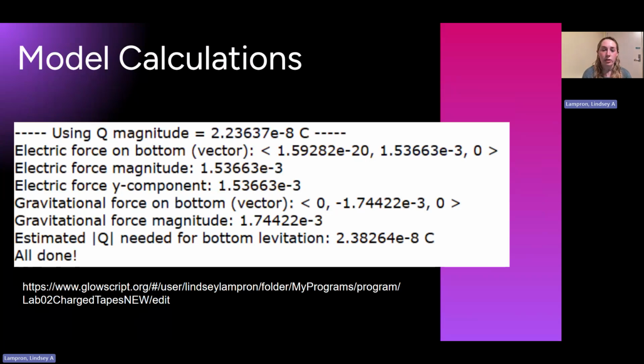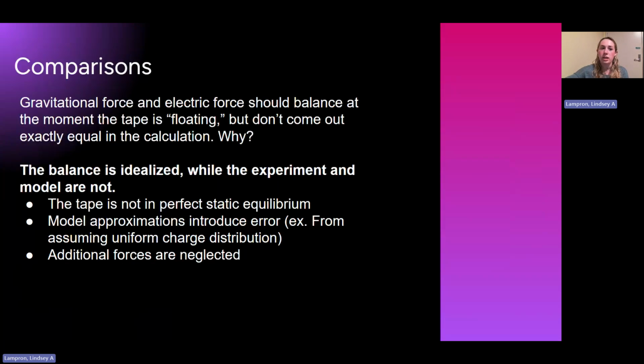So here are the calculations that my second model predicted, and my GlowScript code is beneath. One key thing I do want to point out is that the magnitudes of the gravitational force and the electric force are not exactly equal in this calculation, and I want to discuss why this is, because in theory they should be equal, but the model itself is not idealized, but the balance that the net forces are 0 is idealized.